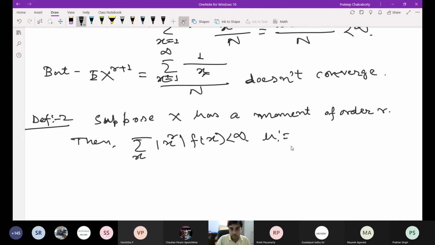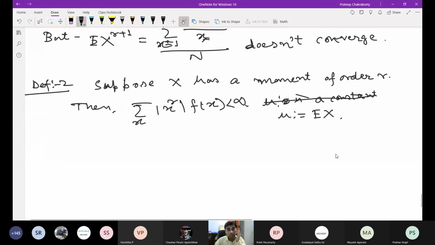So mu is any fixed number, a constant. There will be some confusion of notations, so mu is actually the expectation of X. It's a moment of order r, so when r is equal to 1 it also has a moment. So the expectation is finite.